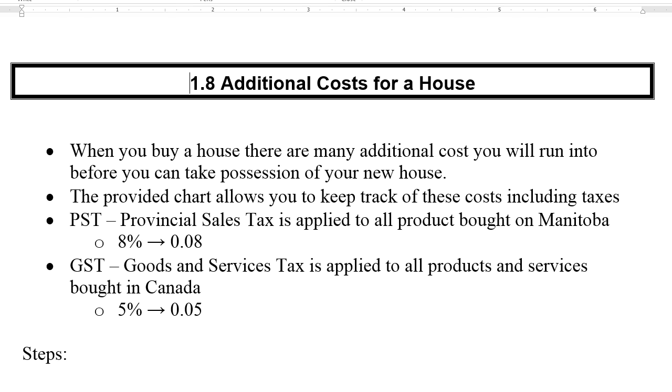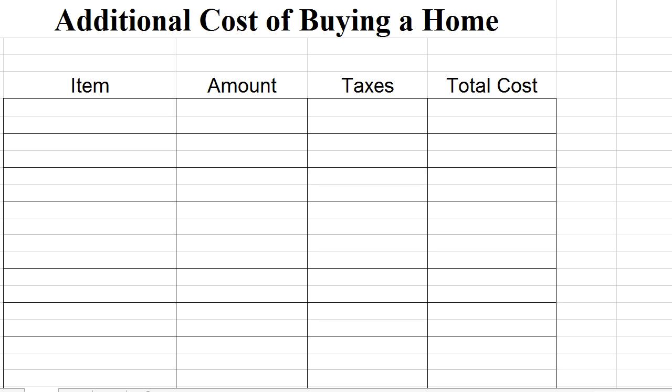We have got our notes. When you buy a house, there are many additional costs that you run into before you can take possession of your new home. The provided chart allows you to keep track of all these costs, including taxes. I'll pull up the chart here. This is something that I pulled together myself. We have got the item, that's the additional cost. We have got the amount of the cost. We'll have to do taxes on it, and then that'll give us our total additional.